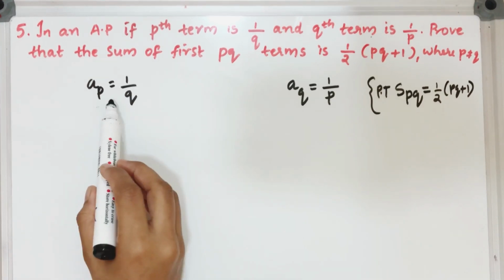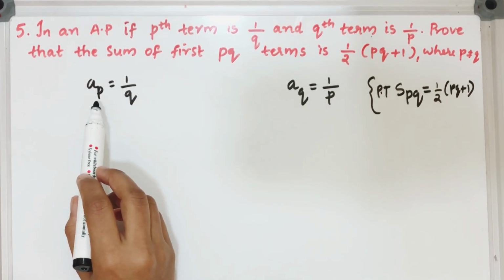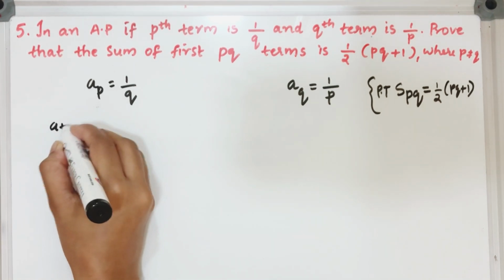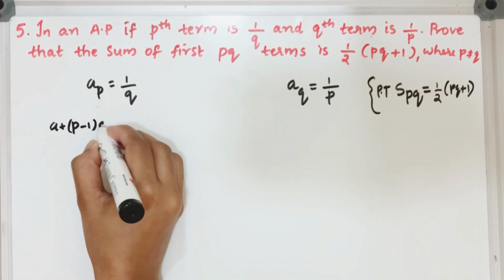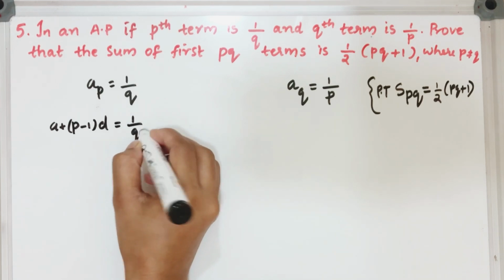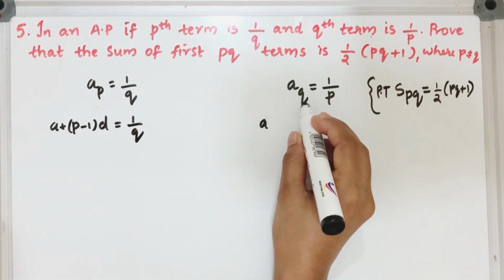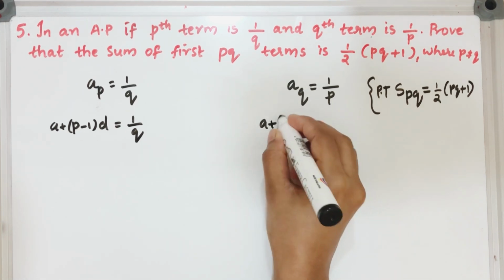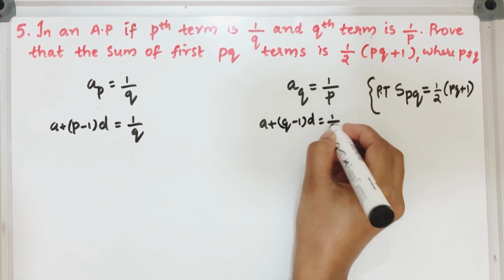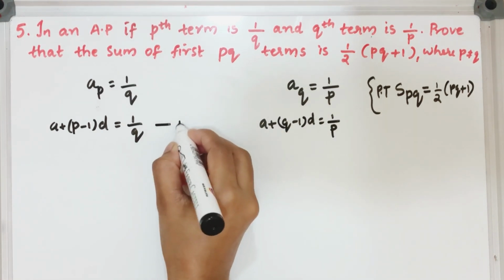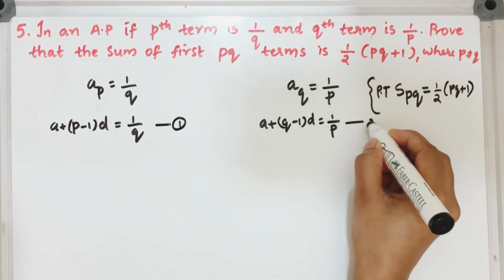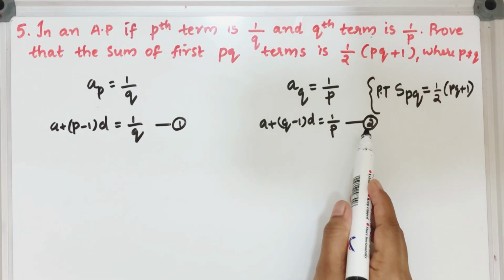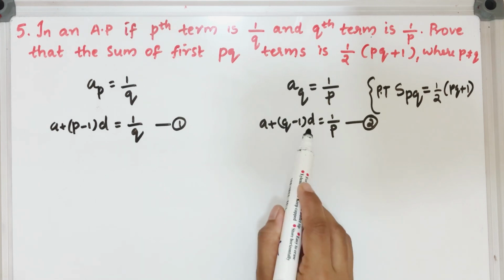So, what is the pth term? The formula for the pth term is A plus P minus 1 into D. That is A plus P minus 1 into D is equal to 1 by Q. And AQ is equal to A plus Q minus 1 into D, that is A plus Q minus 1 into D is equal to 1 by P. Let this be the first equation and this one the second. Now solving the first and second equation, we will get the common difference D.